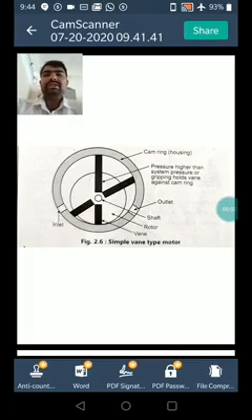Hi friends, here we see the next topic, the simple vane type motor, that is, the concept of a vane motor. The vane motors are identical in construction to the balanced vane pumps. The vanes are loaded by a coil or a leaf spring.